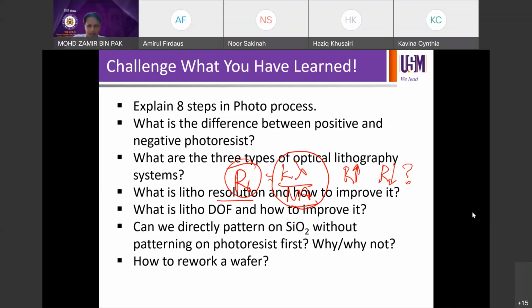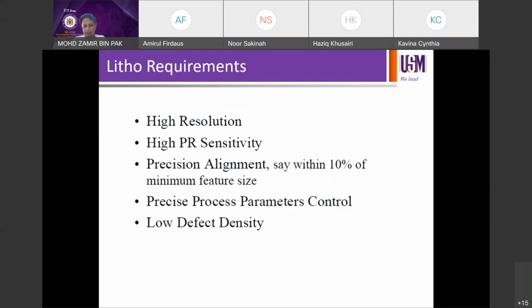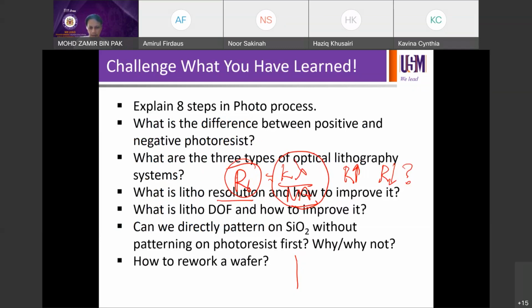Okay, next question. This is a bit challenging. Can we directly pattern on SiO2? What it means is, can we directly pattern on SiO2 without patterning on photoresist first? Why not? So what this means is you want to pattern SiO2. We have an SiO2 layer on silicon. Then you want to pattern SiO2, so that you get regions with SiO2 and regions without SiO2. So that's what patterning means.